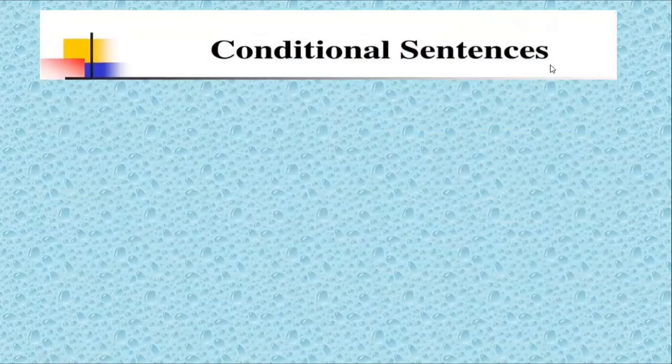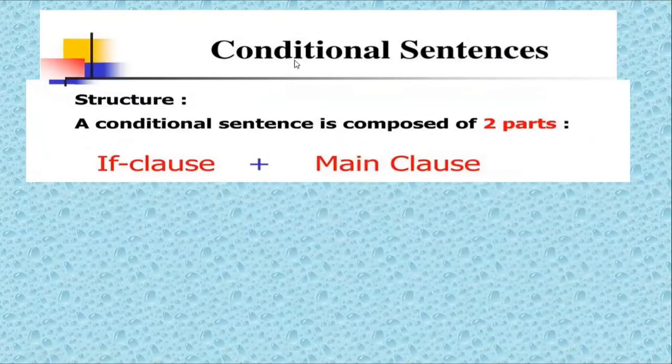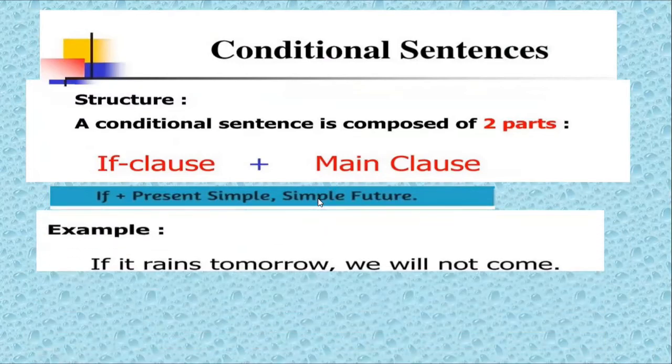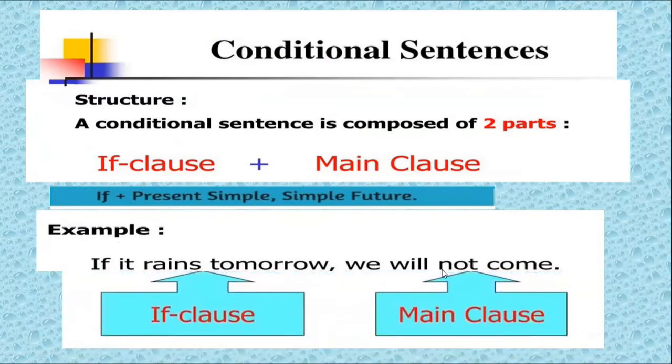Conditional sentences. The structure of conditional sentences contains an if clause and a main clause, two parts, two clauses. If clause plus present simple, and in the main clause, simple future. Example: if it rains tomorrow, we will not come. Again, this is called the if clause, and this is called the main clause. And don't forget that we have a comma between them.